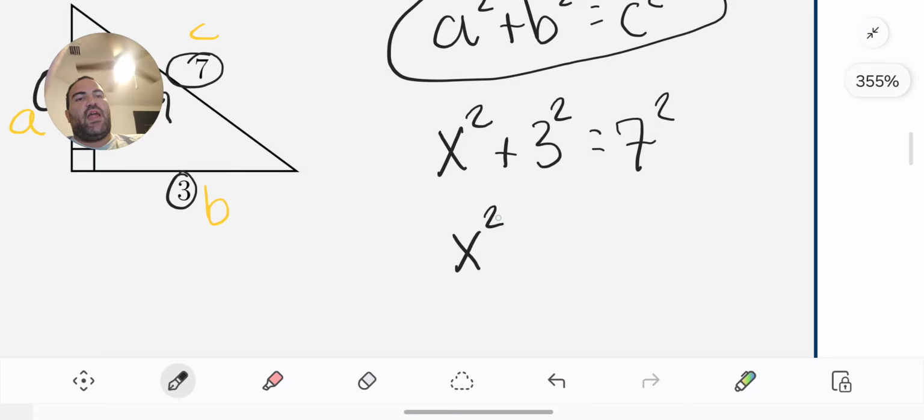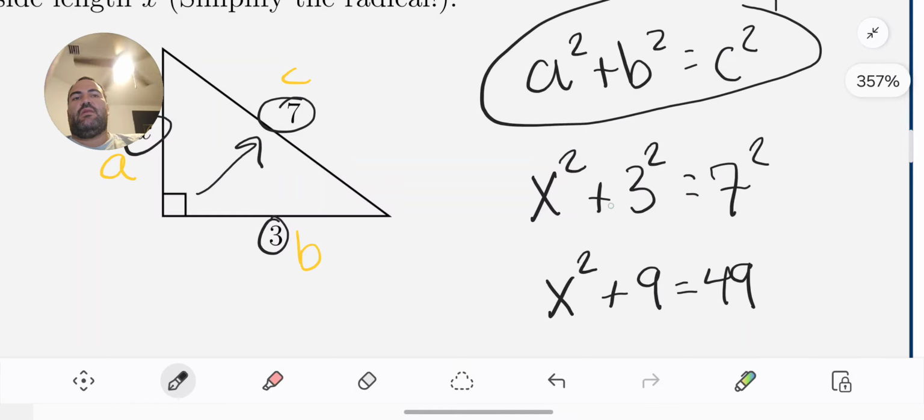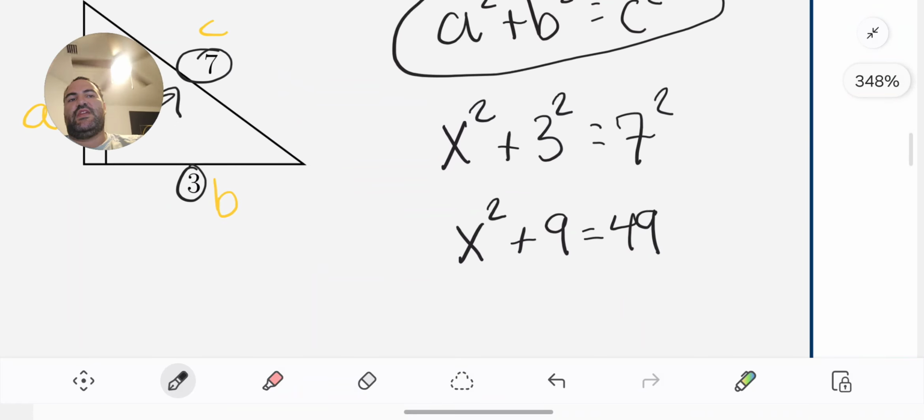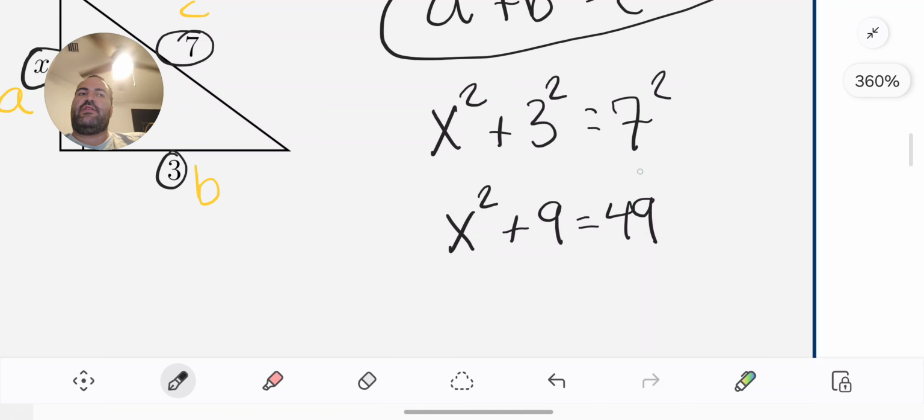Now, a lot of students, the mistake would be they think that 7 was A or B. So they wouldn't know to put 7 on the C. That's probably the biggest mistake for this problem. I just squared these. You could use your calculator if you're allowed. 3 times 3, 7 times 7. Subtract 9 from both sides. Easy.